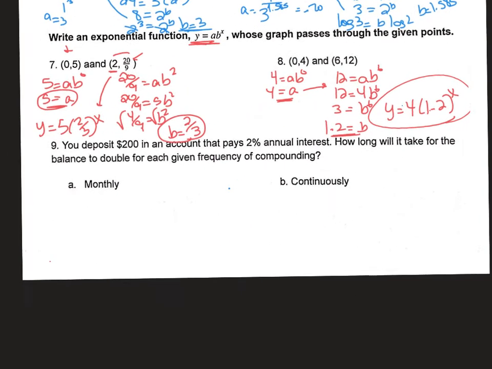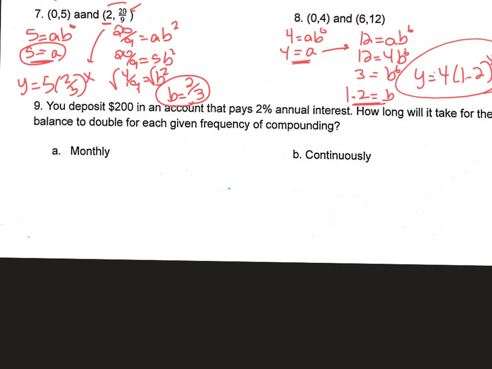Okay. Number 9, calculate your two formulas from last week. The first one says you deposit $200 in an account that pays 2% annual interest. How long will it take for the balance to double for each given frequency of compounding? Monthly is 12 times a year. And this is the formula we used last week. I'm using it again today. Right there, to the nt power.